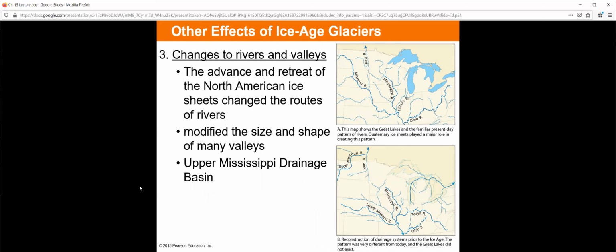The pattern, as you can see here, is very different, and in fact, we don't have Great Lakes, right? Big difference there. You notice a lot of these tributaries are larger, more connected. The Missouri River was cut into two separate rivers, but the glaciers changed that. And again, of course, they created the Great Lakes.